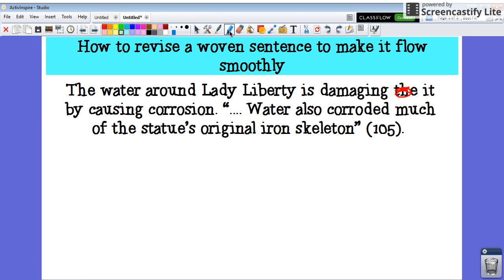So what I would do to revise it is I would look for what my basic main idea is. What am I basically trying to say? Which part of the quote could I just take a small piece of and include within my own sentence? I'm trying to say that the Statue of Liberty is being damaged by corrosion. What's causing that corrosion? Water. So I definitely want to mention water. And do I need to say "corroded much of"? I could probably do that in my own words, but I could probably quote "the statue's original iron skeleton."